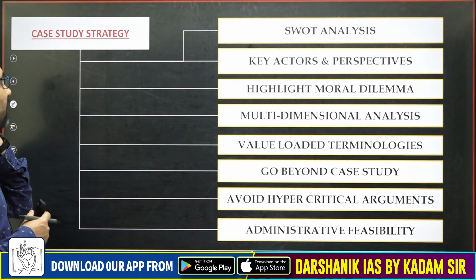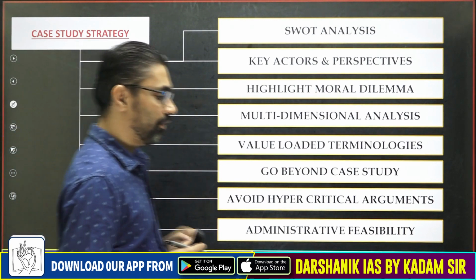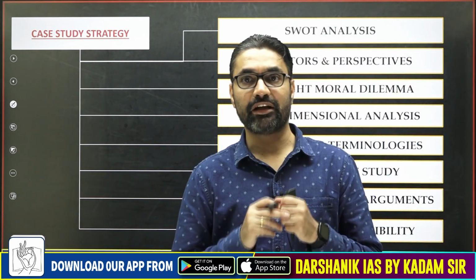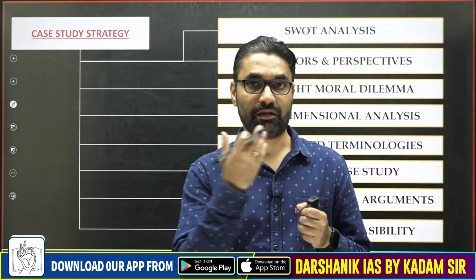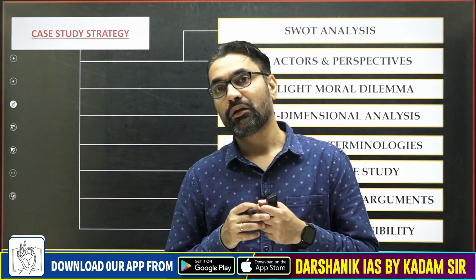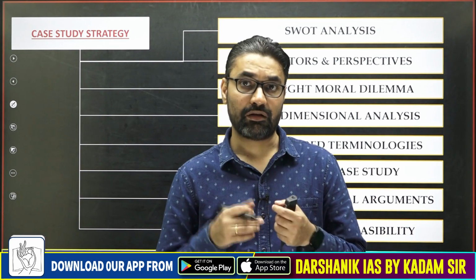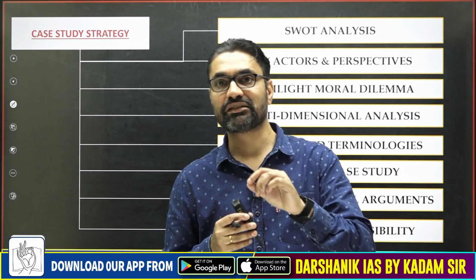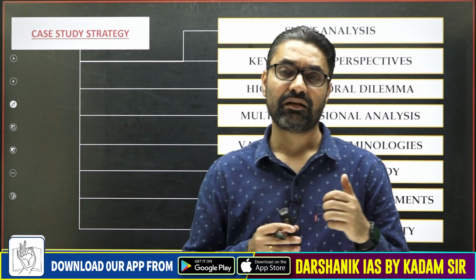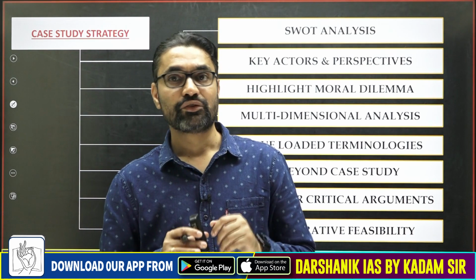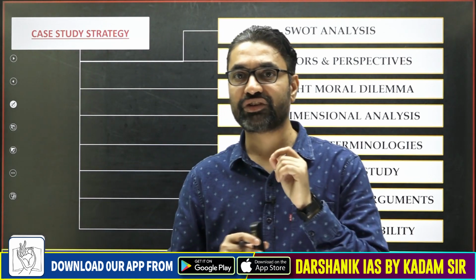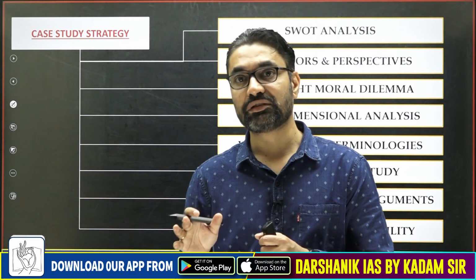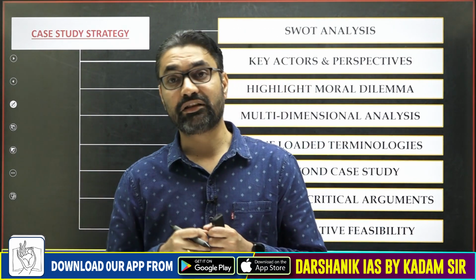Now, in case study strategy or case study discussion, what other things do you need to do? The first most important tip I already gave you in my syllabus discussion, and yesterday I uploaded videos in which I discussed strategy related to your ethics paper in general. There I told you, time management is a very crucial aspect of the ethics paper. In 3 hours you need to write 3000 plus words.